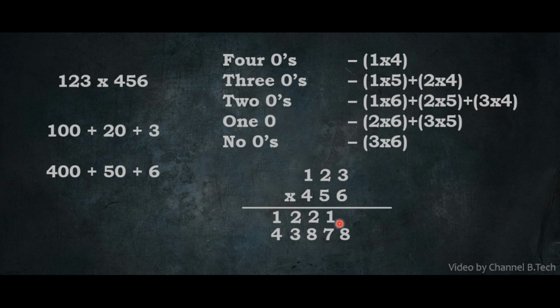Now we have two rows, we have to add them. 8, we can write it as 8. 1 plus 7 is 8. 2 plus 8 is 10. 0 will be here and 1 will be carryover here. And 1 plus 2 plus 3 is 6. 1 plus 4 is 5. So the product of 123 and 456 is 56,088.